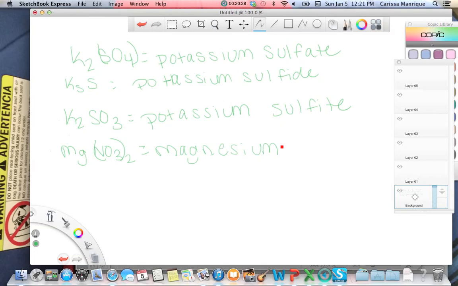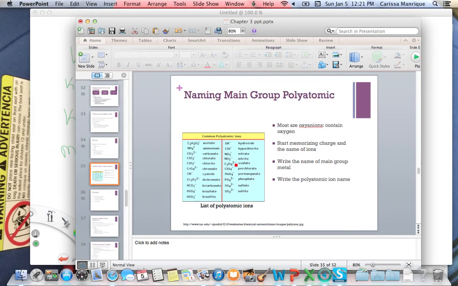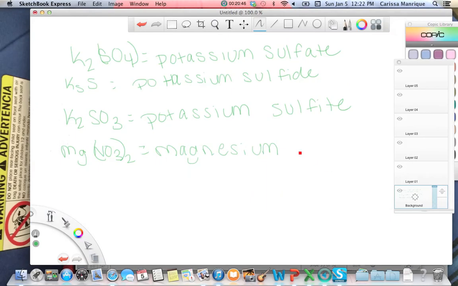Okay, so now we need to see, is it the ide rule or is it a polyatomic? We'll look in parentheses here. Is there more than one type of atom? Yes. So we go to our polyatomic chart, go to NO3. NO3 is called nitrate. So that's what we write down here, magnesium nitrate.